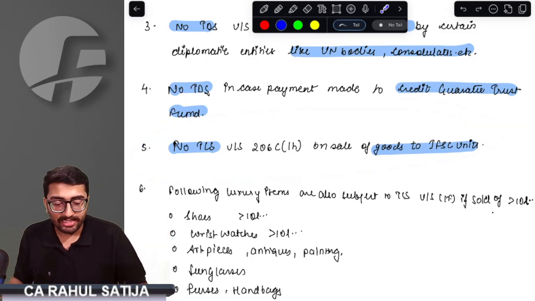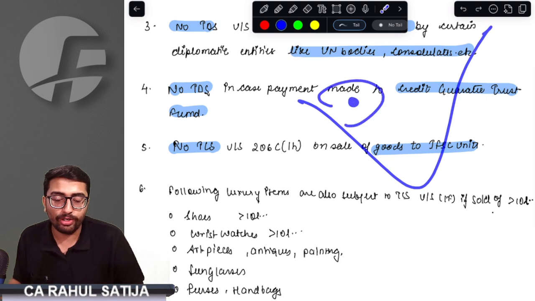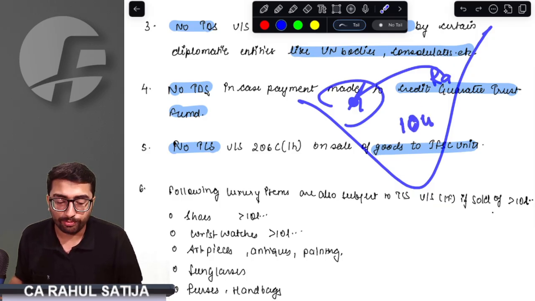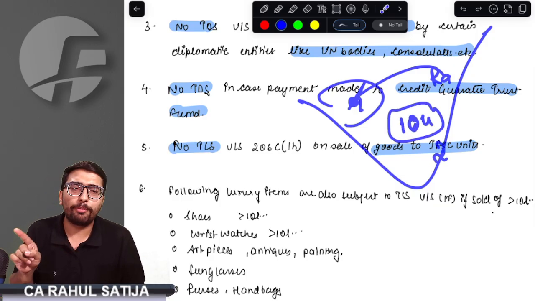Another important point: if you are making sales to any unit located in IFSC, if Rahul is selling any goods worth rupees 100 or 10 crore to a person located in IFSC, remember, there is a provision of TCS under section 206C1H.